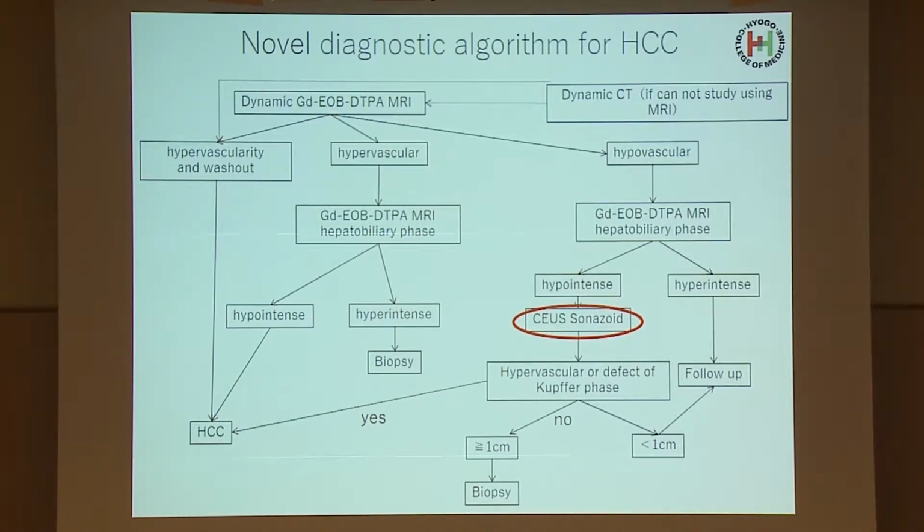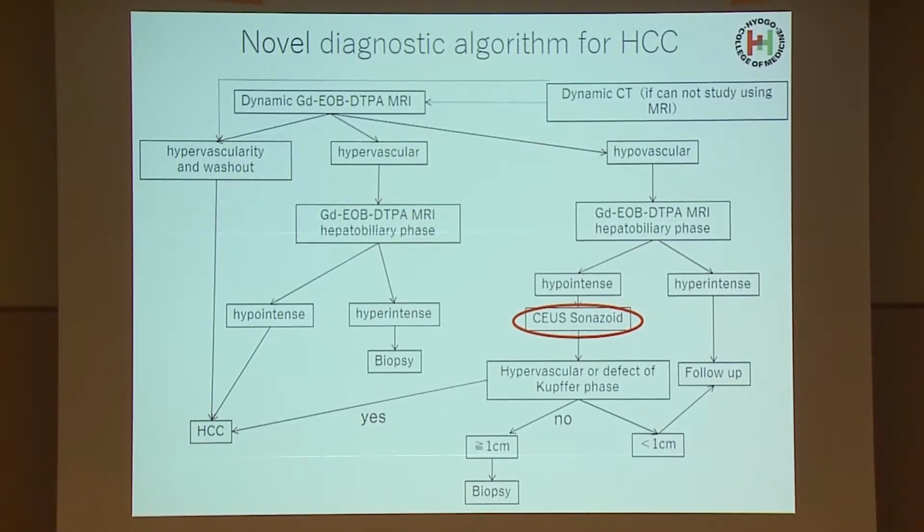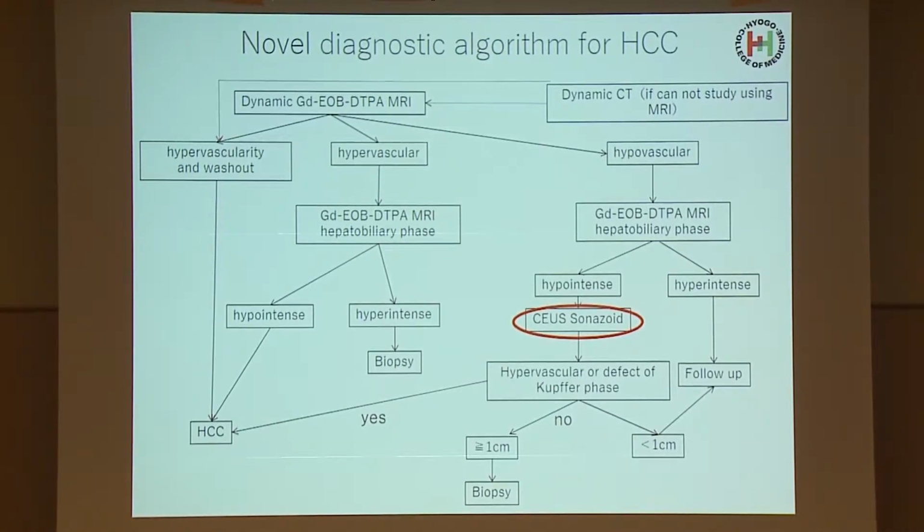When Sonazoid imaging reveals hypervascularity or a defect in the Kupffer phase, the diagnosis is HCC, and without performing biopsy, appropriate treatment for HCC would be carried out. When neither hypervascularity nor defect is observed and the size of the tumor ranges from about 1 to 1.5 centimeters, tumor biopsy is recommended. If the tumor is less than 1 centimeter, follow-up observation will be carried out. To conclude, the role of US in diagnosis of HCC is the same among every diagnostic algorithm.